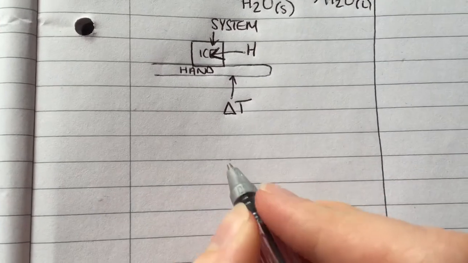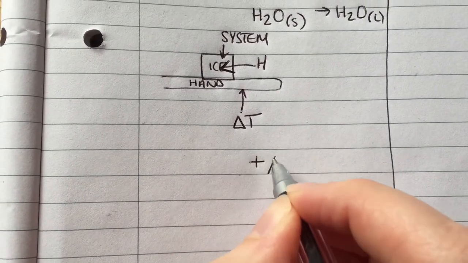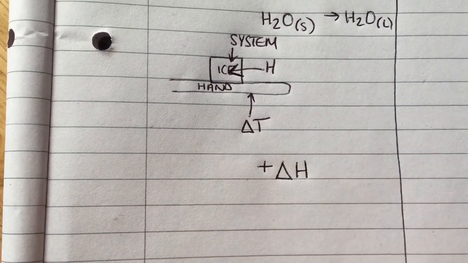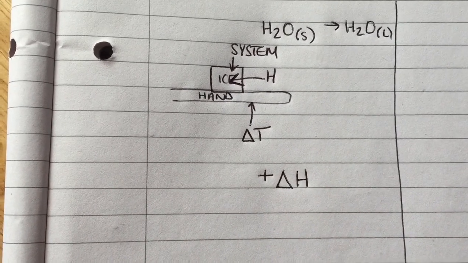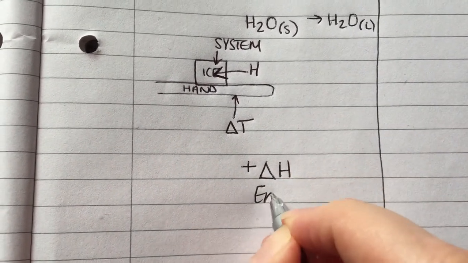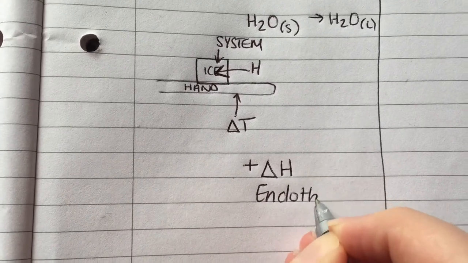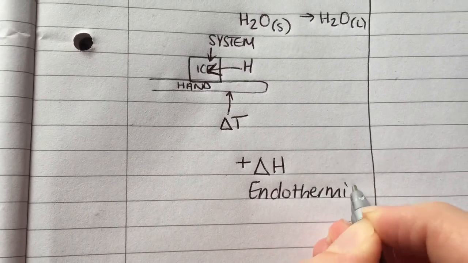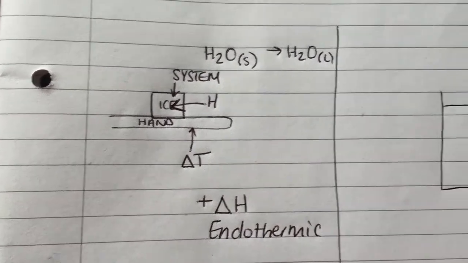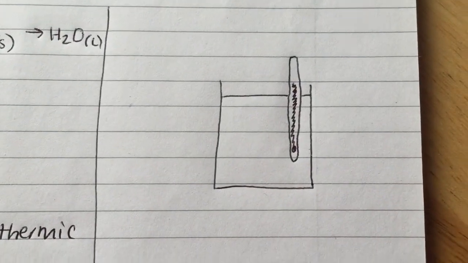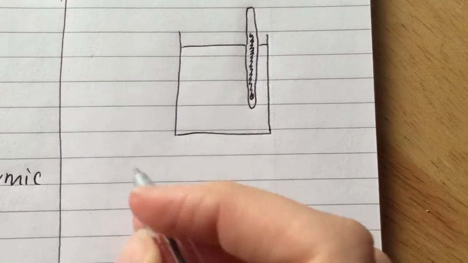Now what we can show that as is a positive change in enthalpy. So enthalpy is going into the system. And a positive one, you probably remember from GCSE, is called an endothermic process. So that's one way of showing system and surroundings, but we'll look at the opposite, and this is probably something that we'll use much more commonly.